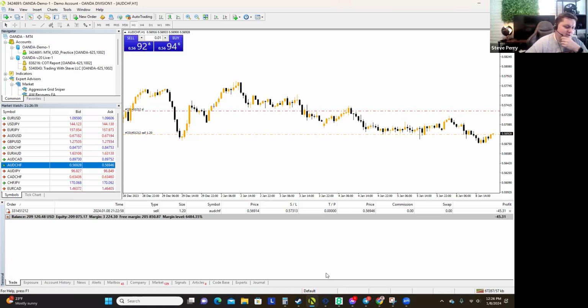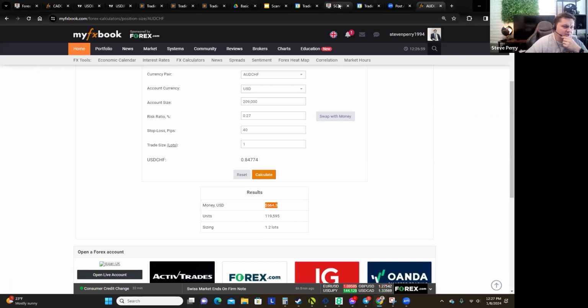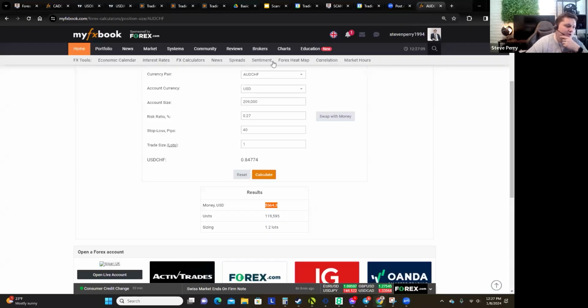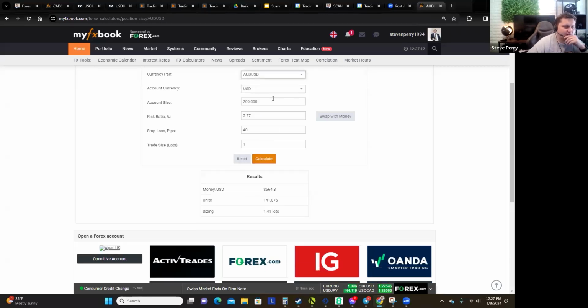Okay, so let's do another example. Let's go back to the scanner. Next trade, Aussie dollar sell. Says strong sell, right? Great. Well, let's go through this process. Before we even go to the charts, let's change this up on the lot size calculator. So first field is what? Currency pair, right? Let's change the currency pair to Aussie dollar.